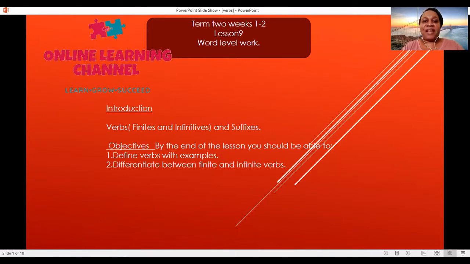This is our lesson 9 for our term 2. We are looking at word level work and we are specifically looking at verbs, finites and infinitives, and suffixes.